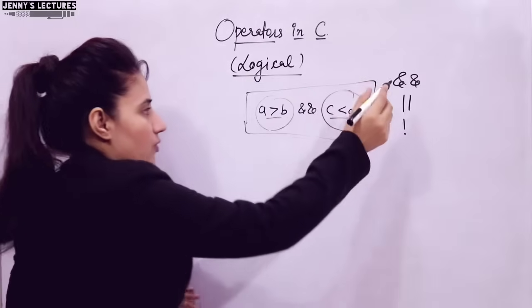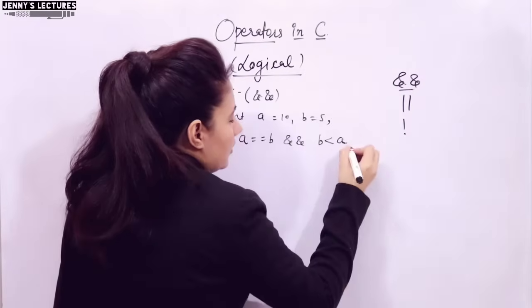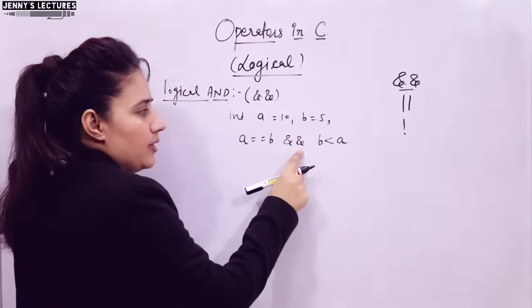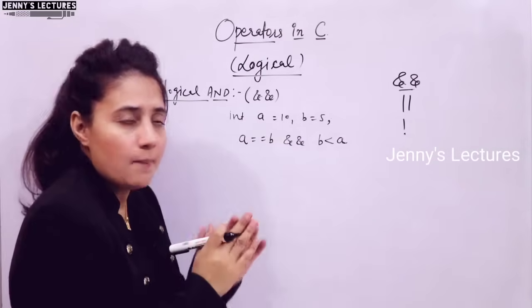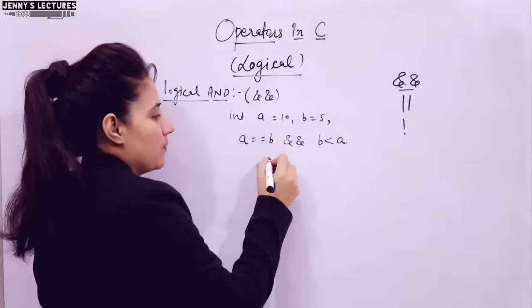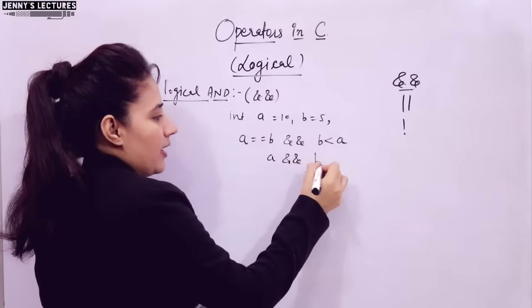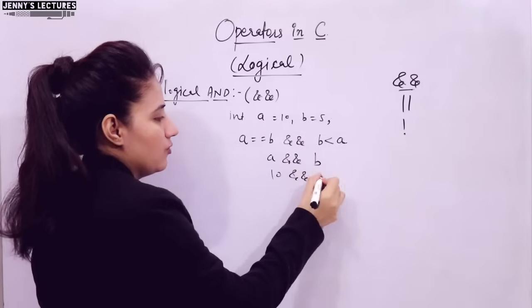Now, see, first of all, we are talking about this logical AND operator with one example. Now, this is how we use the logical AND operator. We have 2 expressions. One is this side, one is this side. And it is not compulsory that on both sides we will have expressions. We can also write simple variables like A and B. You can also write constants like 10 and 5.